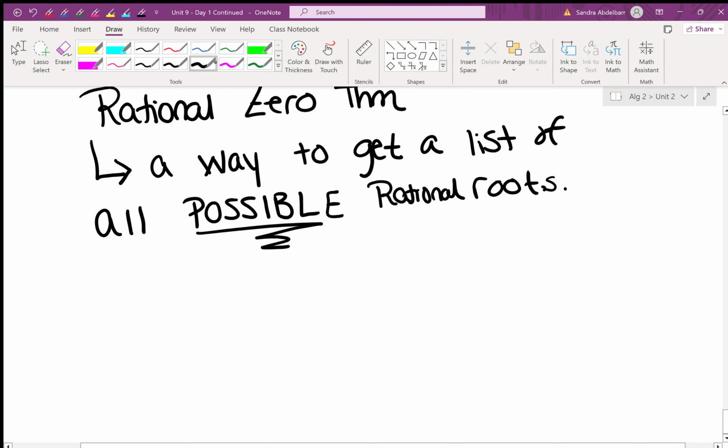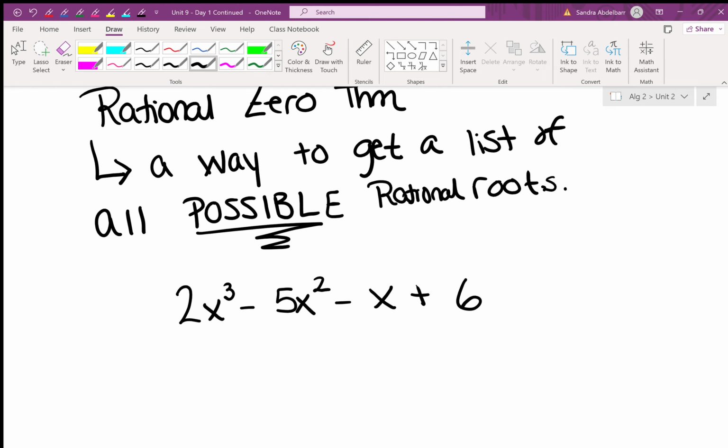So let's say I have 2x cubed minus 5x squared minus x plus 6. How many roots will this polynomial have? How many zeros will it have? 3. Why 3? How do we know? Because it's the highest degree. Does that mean they'll all be real? No. Okay, so what the rational root theorem tells us is a way to get not all the real roots, but the possible rational roots.